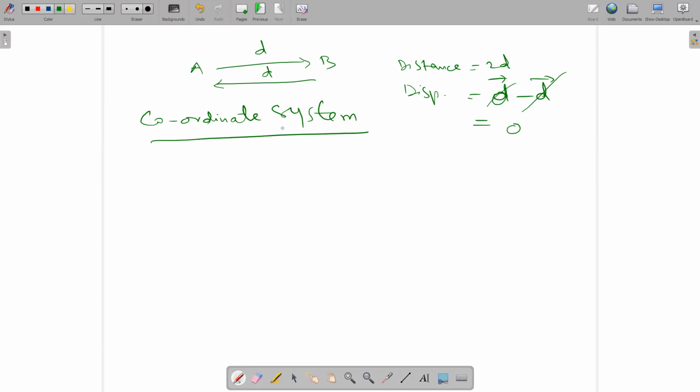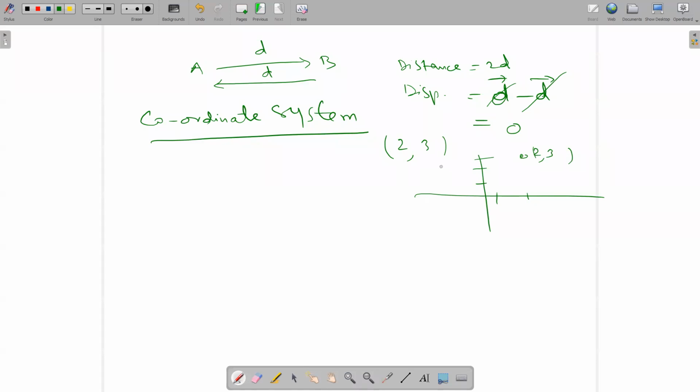So what does coordinate system mean? Coordinates you have already studied in mathematics. If you have 2, 3, this is an ordered pair, or coordinates. You can draw this 2, 3 like this, with 1, 2 and 1, 2, 3, and your point is here. This point is (2, 3).